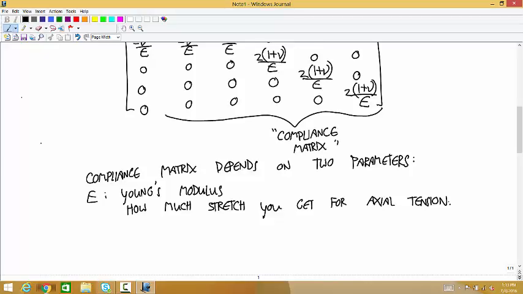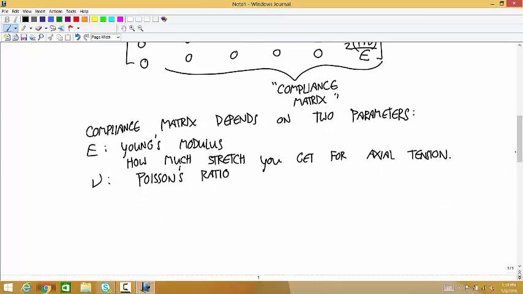And then the second parameter that it depends on is the Greek letter nu. That's called Poisson's ratio. And that's a measure of how much the sides contract when you put something in tension, when you put it into axial tension.